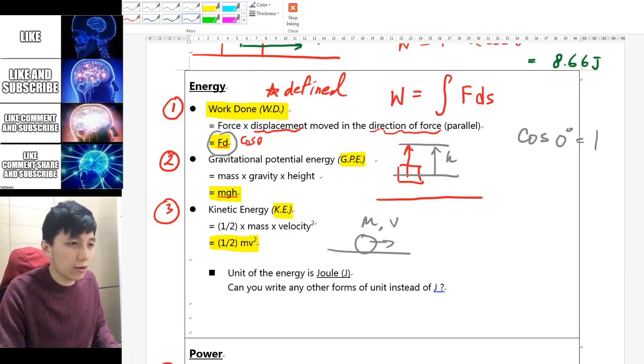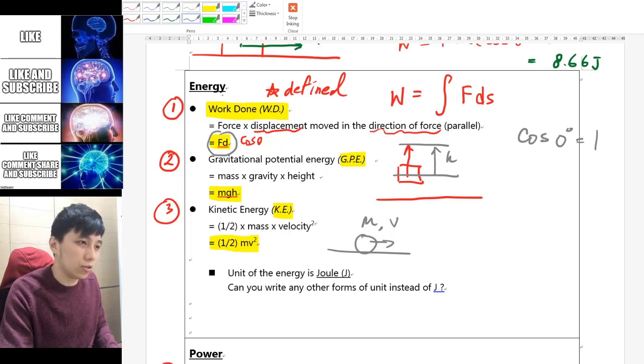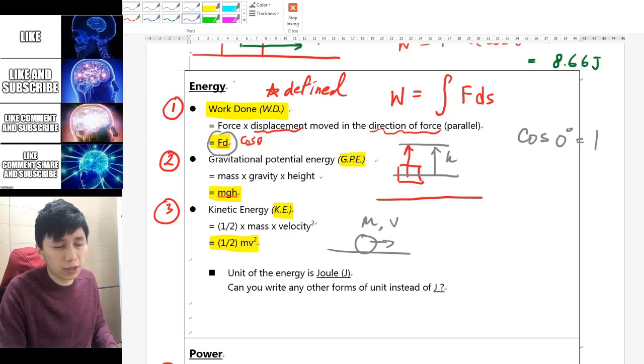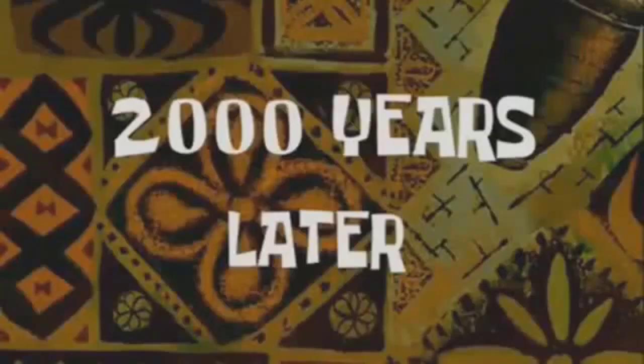Now I would like you to pause the video and try to use the work done equation to derive these two, the GPE and KE equations. Try it yourself now. 2,000 years later.